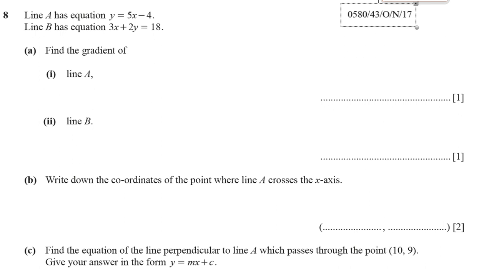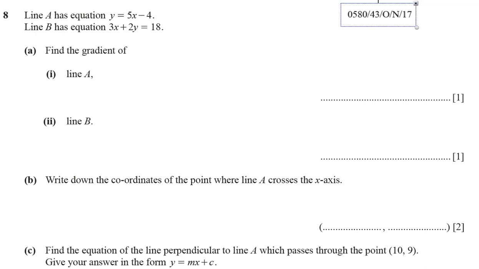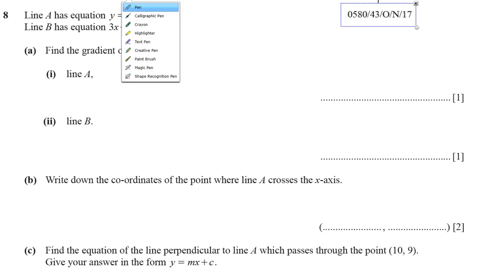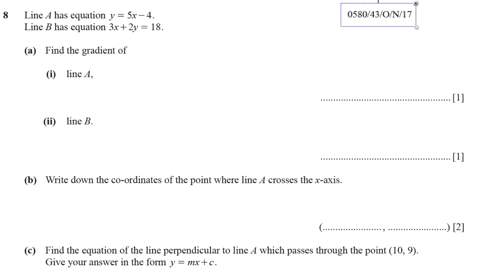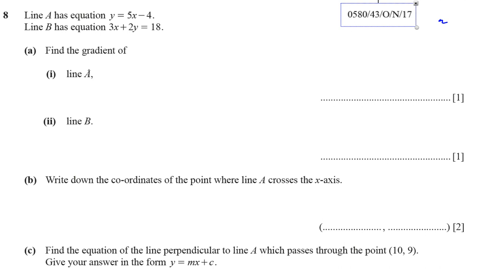Okay, here we have question number 8 from October, November 2017, paper 4, variant number 3. In this question, we are asked, first of all, about straight line graphs. In the first part of the question, we are told there's a line called line A, which has the equation y equals 5x minus 4. Line B has the equation 3x plus 2y equals 18. We've got to find the gradient of line A.